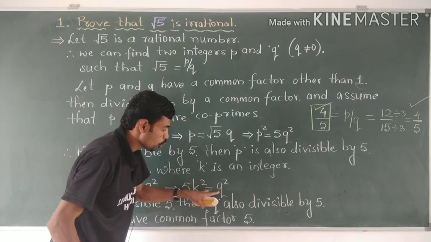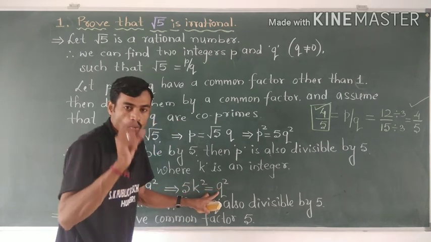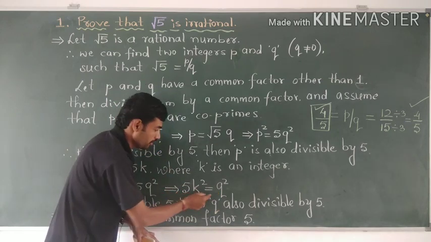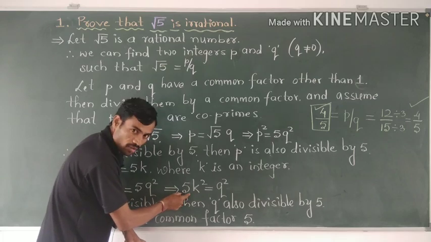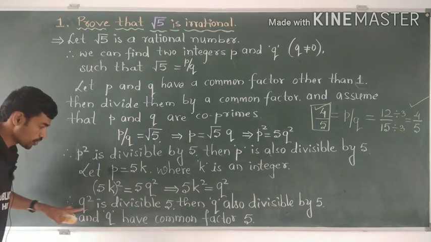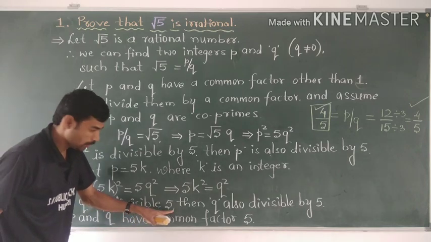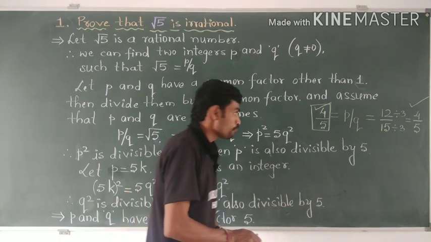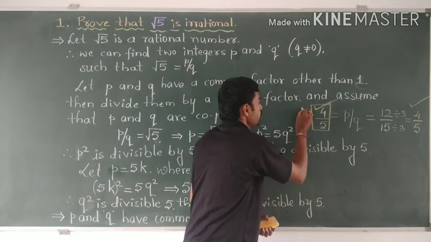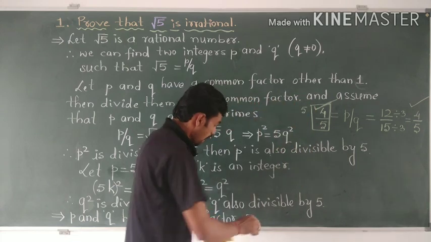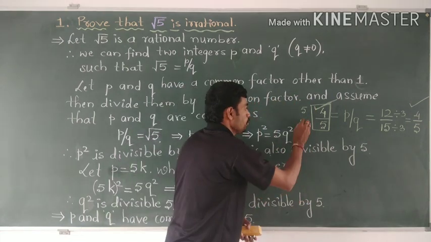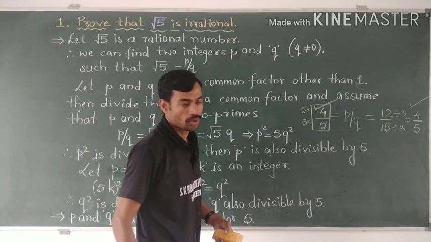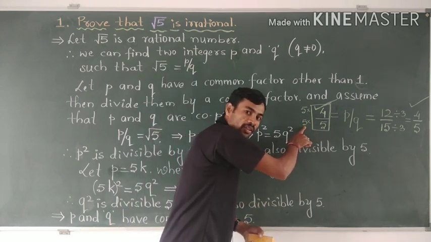It means q square has one of the factors as 5. Even q has the factor 5. That q square is divisible by 5, then q is also divisible by 5. So here p has one of the factors 5 and q is also divisible by 5. This has one common factor 5.